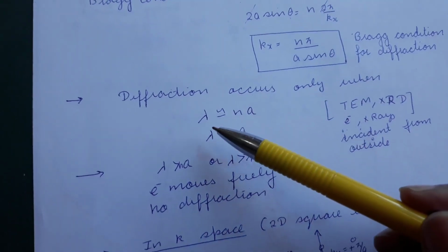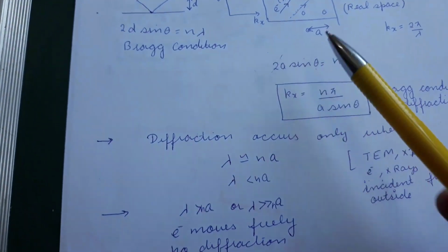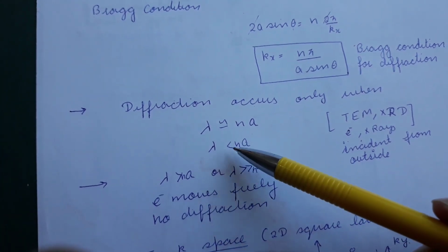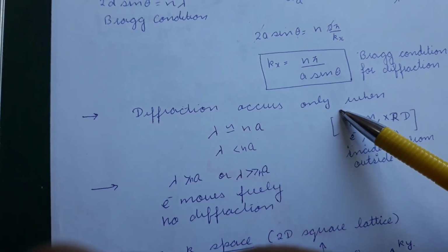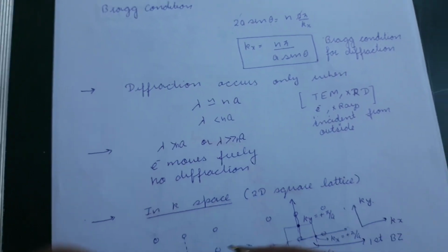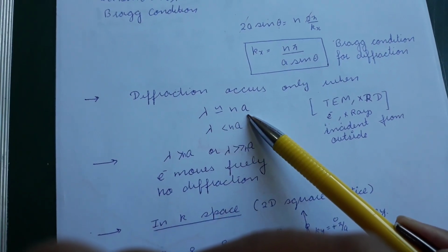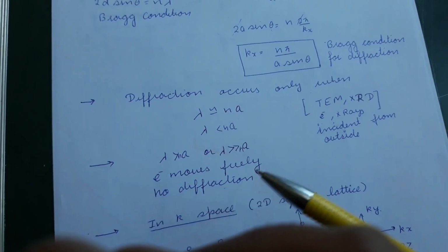If lambda is of the order of a, which is the interplanar spacing, or n times a, less than a or equivalent to a, then diffraction will take place. But if the wavelength is very large as compared to a, then the electron will move freely and there will be no diffraction taking place.